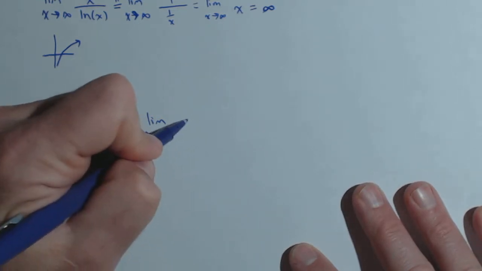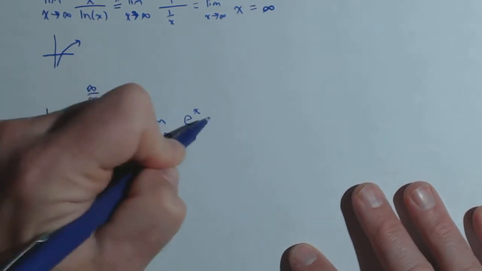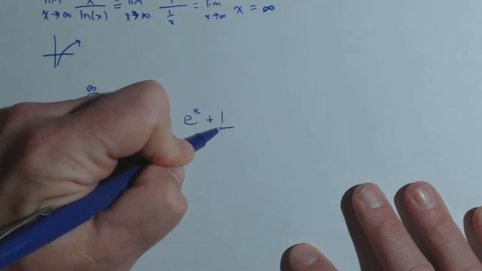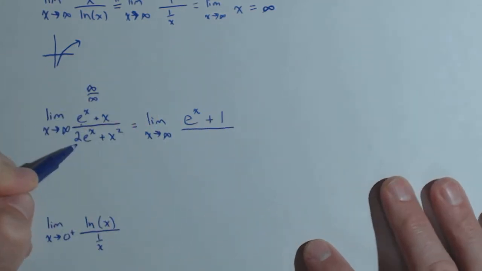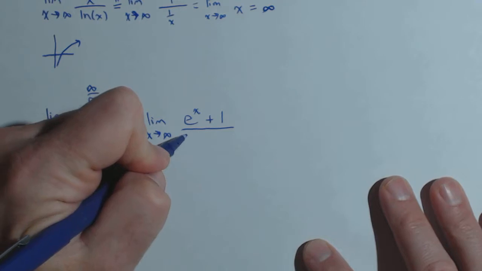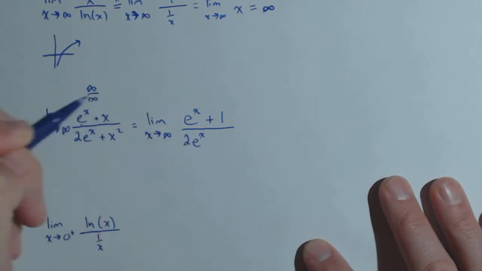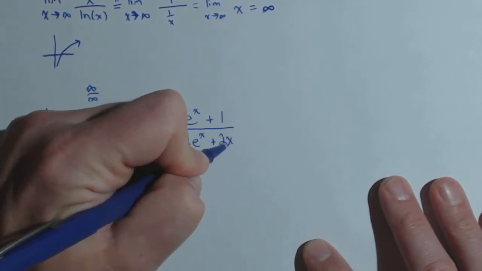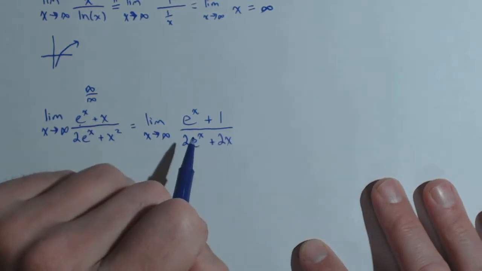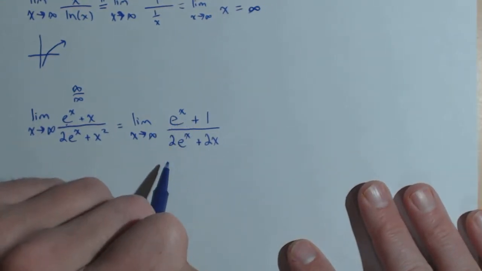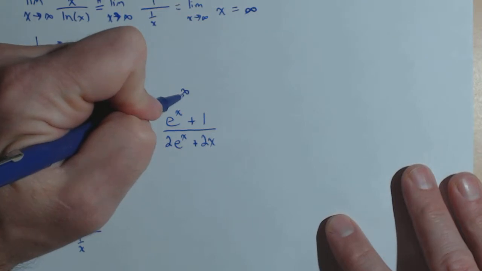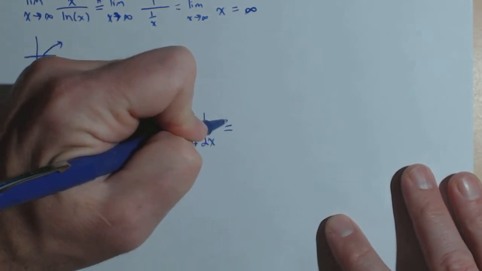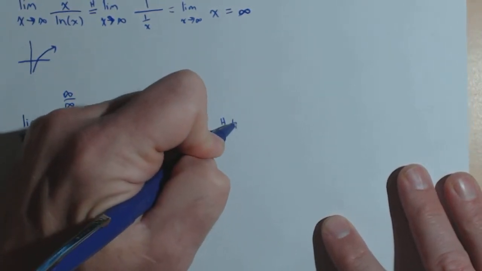E to the x, easiest derivative we have, is just e to the x. Derivative of x is 1. Here we have the derivative of 2e to the x, which is 2e to the x. Derivative of x squared is plus 2x. Now here, we're going to have the same thing, an infinity over infinity case. So let's not even hesitate. Let's just go ahead and use L'Hopital's rule again and see what happens.